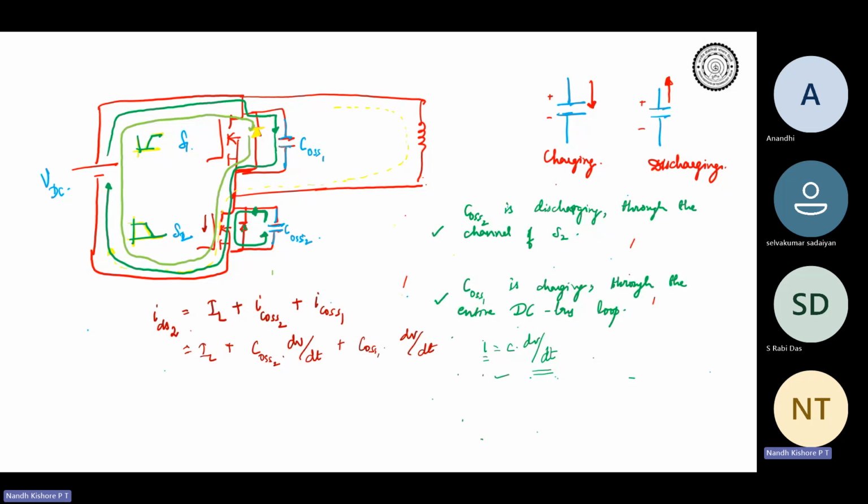Understood, right? There should be a path for the reverse recovery current. Correct. Obviously, the channel cannot conduct. So it has to flow through S2 only. Do you agree? Reverse recovery current of this particular diode, antiparallel diode of S1. The reverse recovery current corresponding to the antiparallel diode of S1 also has to flow through S2. So plus IRR of S1.